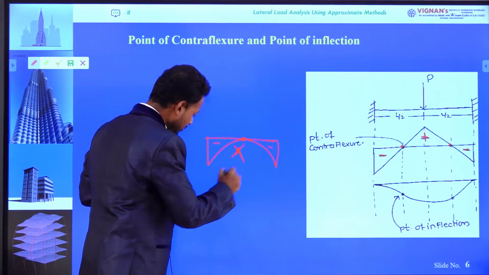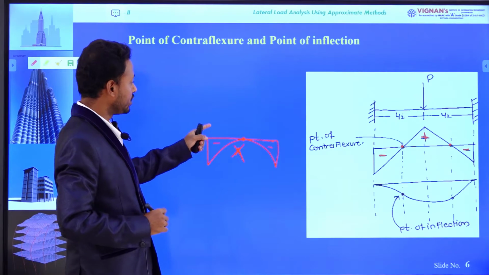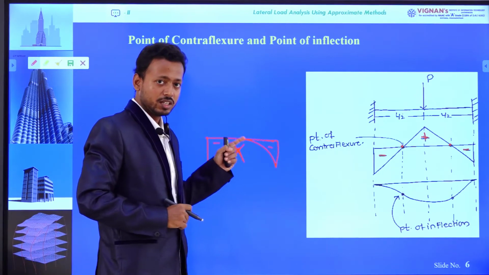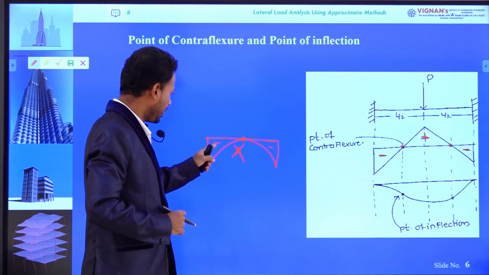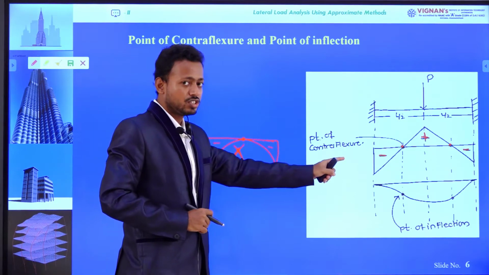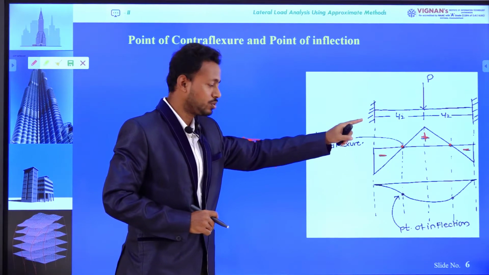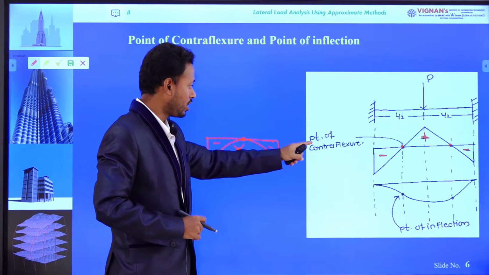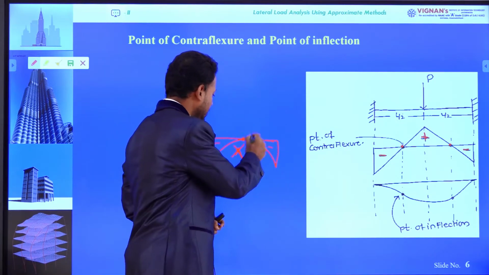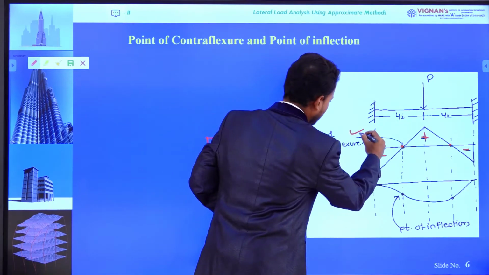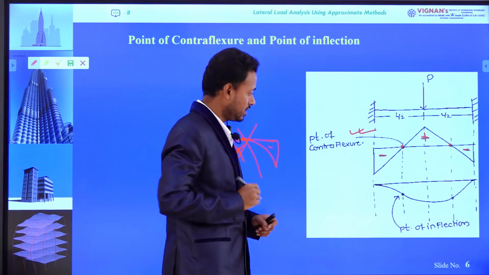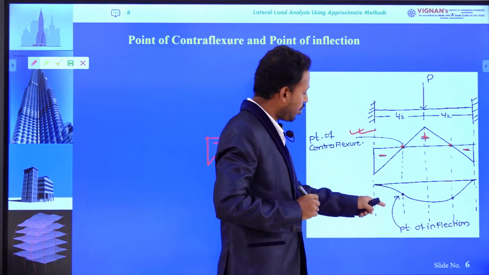So for a point to be called a point of contraflexure, the sign of the bending moment must change from negative to positive or positive to negative. Only that point can be called a point of contraflexure, right? Now come to the next topic, point of inflection.